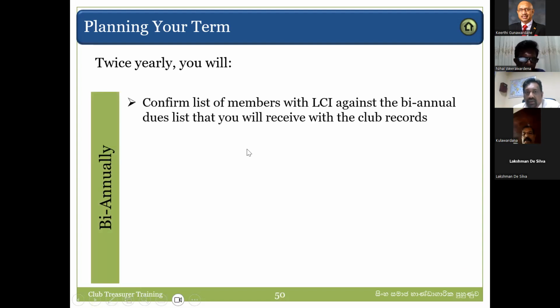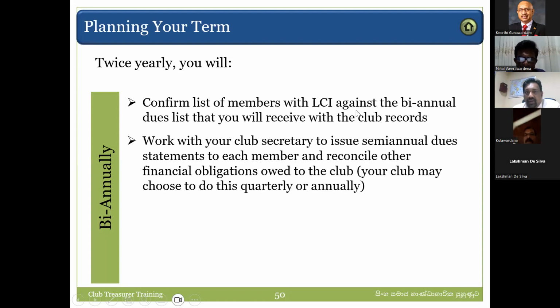Twice a year, confirm the list of members of LCI against the biannual dues list that you will receive, with the club records. As Lion Chaminda said, there can be mistakes from the international side as well as the district side. So you have to reconcile and see, with your number of members, whether the billing amount and invoices sent by the district and the international are correct. If there's any issue, please talk to us.